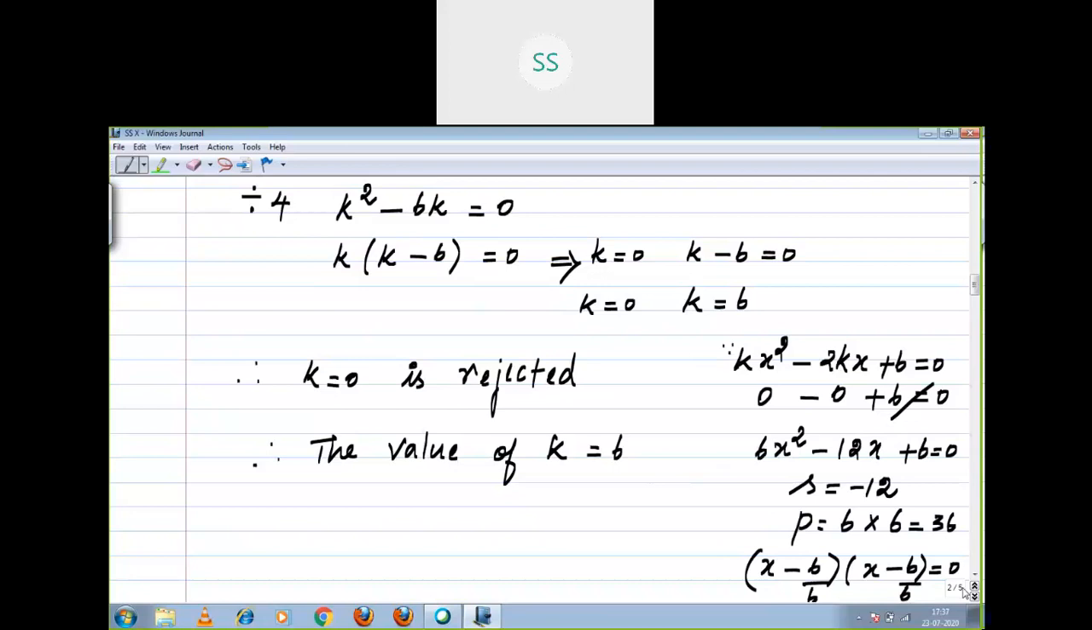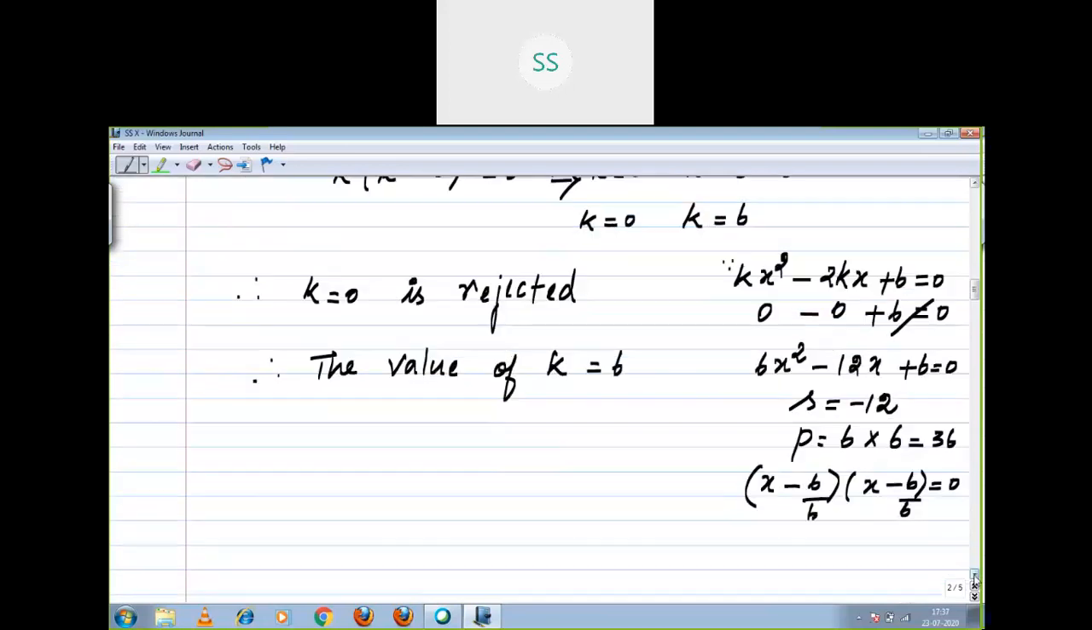Then what you arrive, you see, x minus 1 into x minus 1 equal to 0. X is equal to 1, x is equal to 1. What is given? Because they said the quadratic equation has equal roots. Here also we arrived at equal roots, right? Therefore, the value of k is 6, 100% correct, right? I hope you people understood.